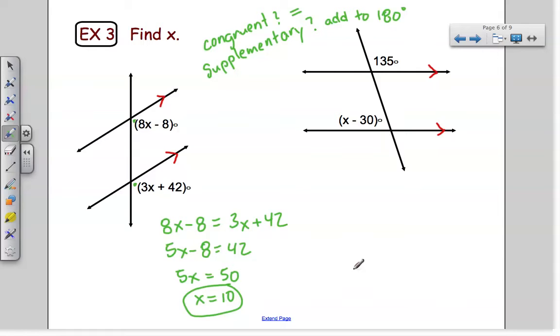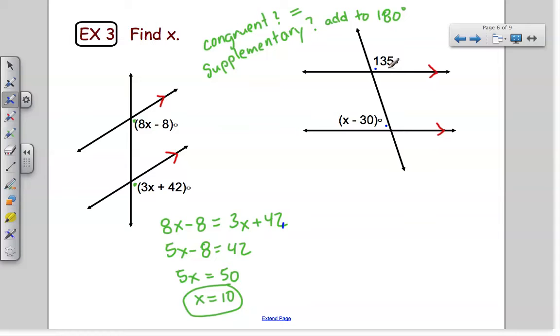Okay. And what about in this next problem? I have an angle of 135. I have an angle of x minus 30. Parallel lines cut by a transversal. Are these angles congruent or are they supplementary? My only two options. Well, wait a second. I don't really think these are a special angle pair.